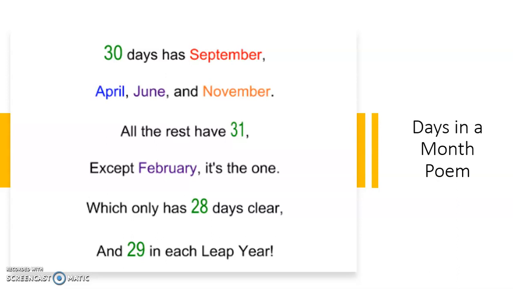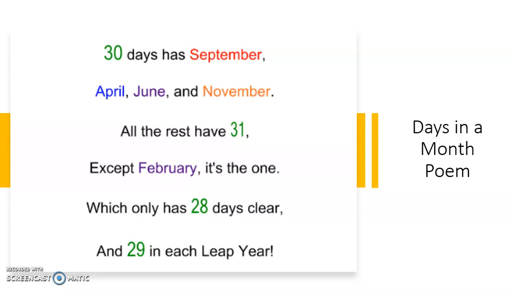Oh, but here we go, except February. It's the one which only has 28 days clear and 29 in each leap year. So there are 30 days in September, April, June, and November. All the other months have 31, except for February. February is an odd month. It only has 28 days, except when we have a leap year, and then it has an extra day.